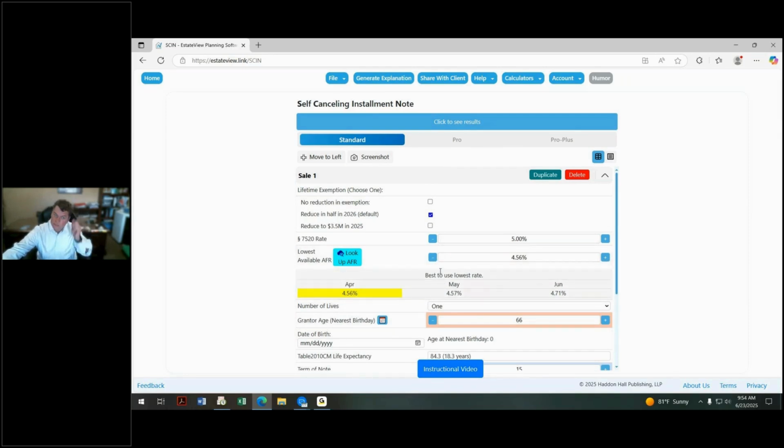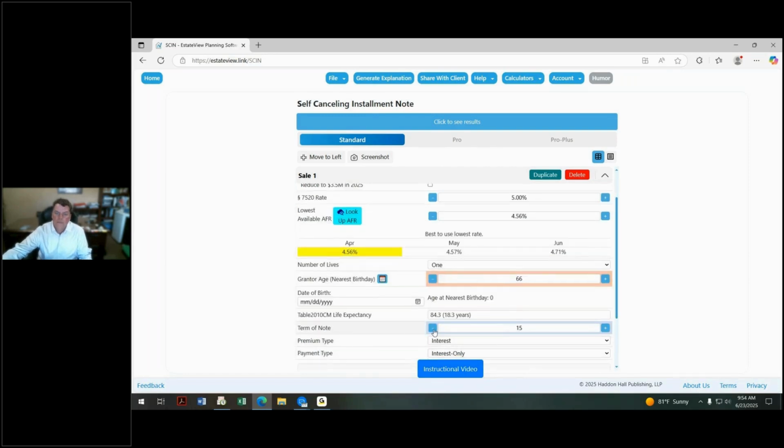And so it's going to depend on the length of the note. So with a 4.56 note, that means that I've got a long-term note, which means it's a note that's longer than 9 years. So if I have a 9-year note here with a midterm rate, you can see it goes down to 4.03%, is what the AFR would be.